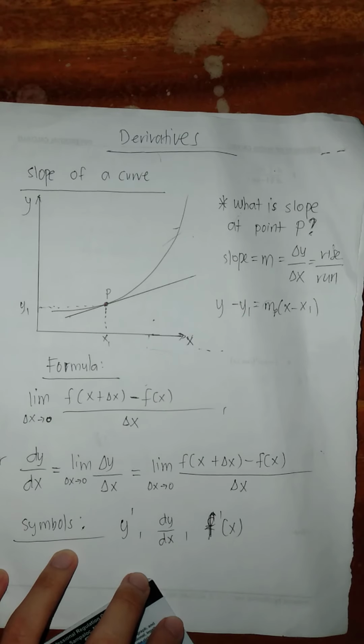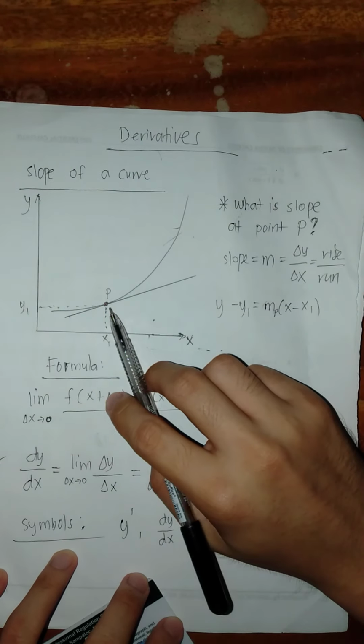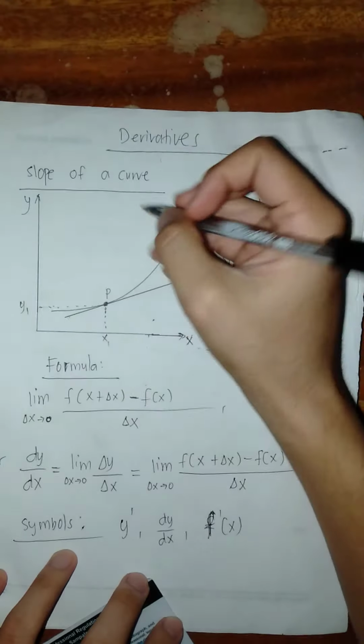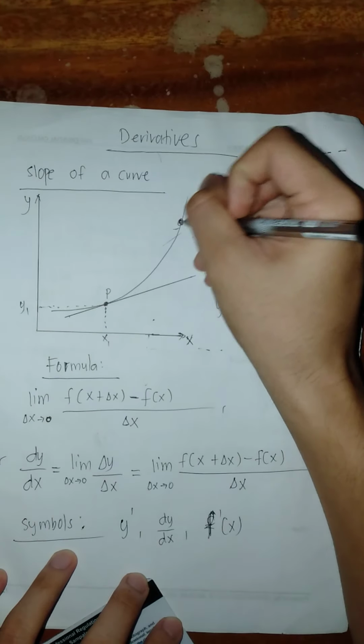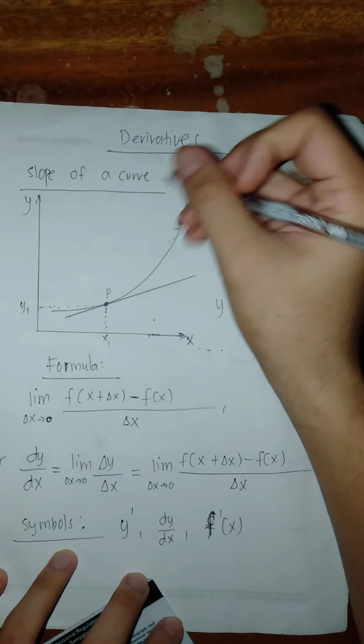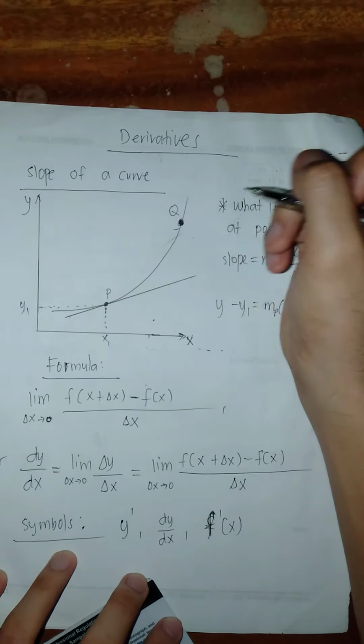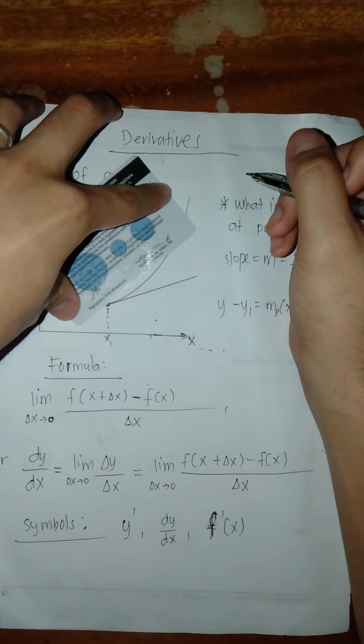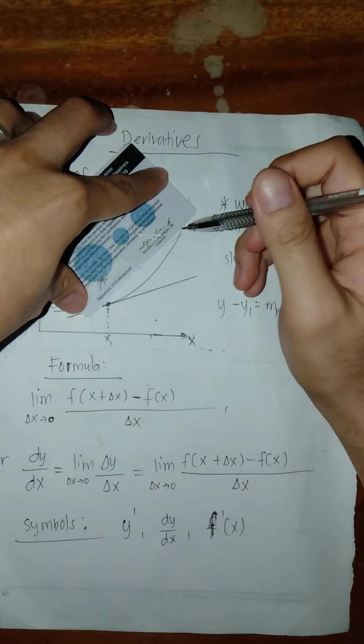So Newton said, I can approximate this tangent line. Let's say I locate another point on the curve itself, somewhere on the curve, and name it point Q. Then I draw a line passing through points P and Q.